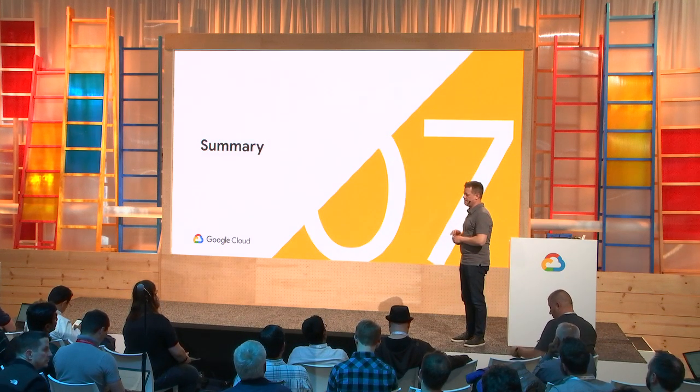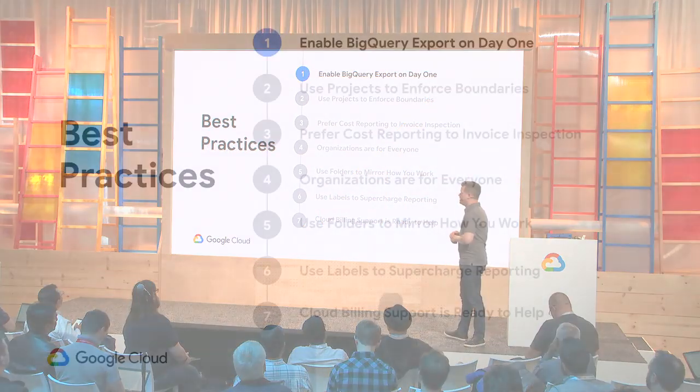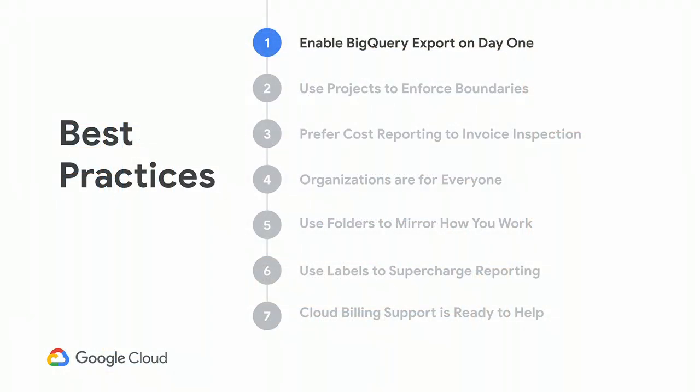So, in summary, enable BigQuery billing export on day one. It's almost zero cost. We give you 10 gigs of BigQuery for free. It's 2 cents a gig after that. You're going to be a pretty large customer before you have gigs of billing export data. That'll be the last cost you notice. So turn that on day one.